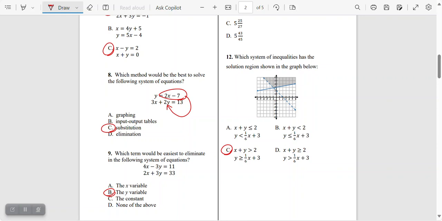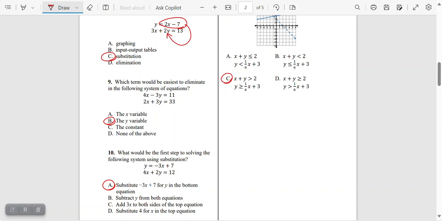9 wants to know which term would be easiest to eliminate in the following system. Remember, there are lots of ways to solve it, but the easiest one to eliminate would be the y, and that's because they already have opposite coefficients in front.